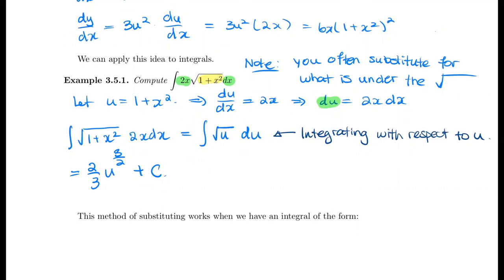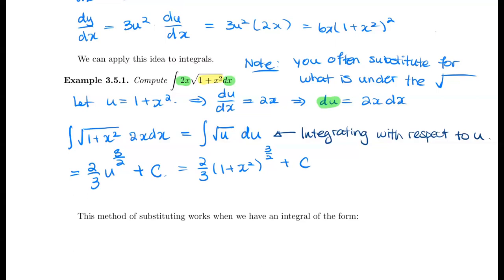The only step that we're missing is that we actually have to substitute back the 1 plus x squared into the formula. So that means we put back the 1 plus x squared in place of the u. So we have 2 over 3 times 1 plus x squared to the power 3 over 2, and then plus c. So that is the answer. So we do a substitution to make our integration easier, and then once we're done computing the integral, we put back the function that we substituted with.